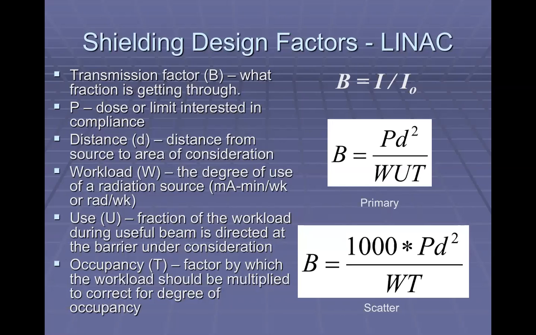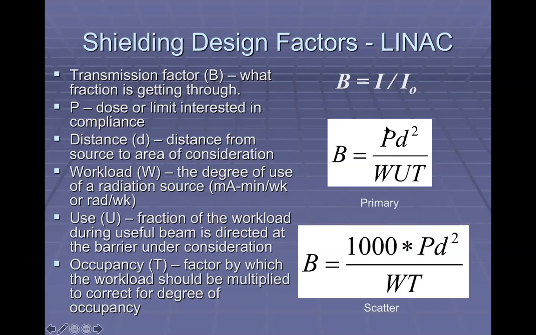So we look at the equations. What are the actual factors that go into deciding this transmission factor? So the transmission factor B is essentially just the beam that gets through the shielding over the original beam. So it's essentially what is getting through the shielding. It's the inverse of what is being stopped by the shielding. It's that factor, the degree that we need to reduce that original beam in order to be in compliance with certain design goals.